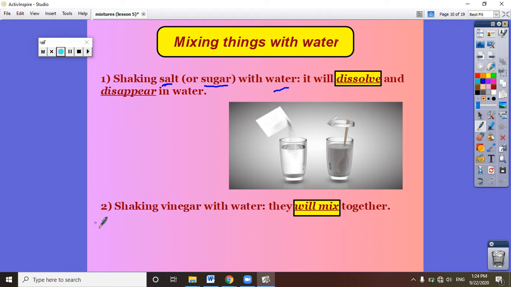Number 2. If we make a mixture of vinegar and water, which type of mixture are they? Yeah, liquid. Which method can I use to make a liquid mixture? Yeah, shaking or, very good, stirring. So when we make a mixture of vinegar and water by shaking or stirring, they will mix together. So salt or sugar in water, the salt or the sugar will dissolve in the water. Vinegar and water, the vinegar and the water will mix together.